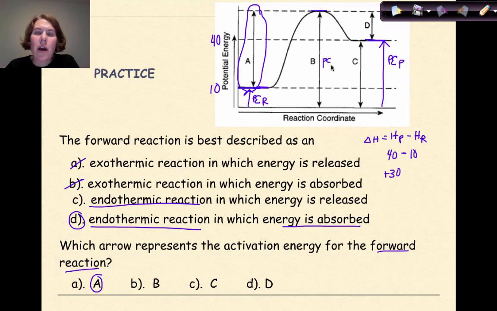B is the potential energy of my activated complex. C is going to be the potential energy of my products, because that matches up right there. And D is actually the activation energy of my reverse reaction if I was going in reverse here. That's why in the question, they're very specific about saying forward reaction, because they list both the activation of the forward reaction and the activation of the reverse reaction right here. So don't get caught off guard by that type of question.